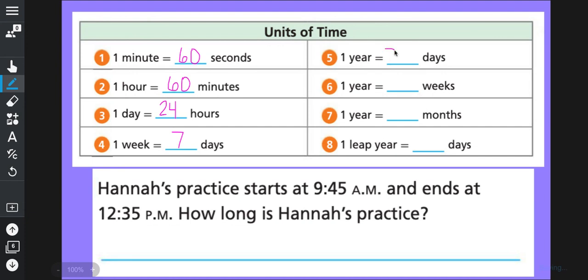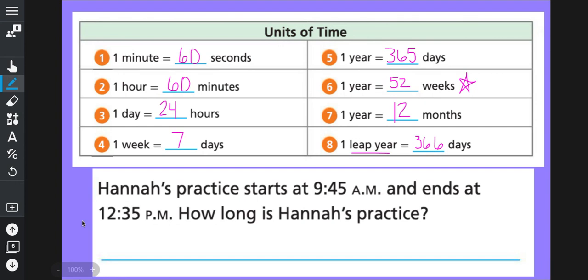1 year is 365 days. Now some might say, but ever so often there's 1 extra day. That's called a leap year. So in that one we have 366 days. 1 year is 52 weeks. This might be one you didn't know very well. That might be one you want to write down on a flashcard and practice. And there are 12 months in 1 year.